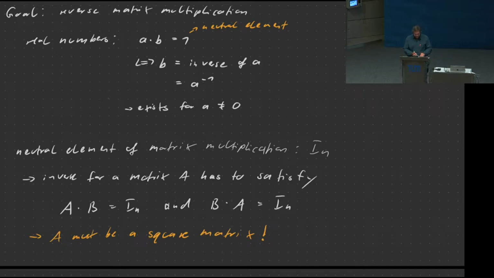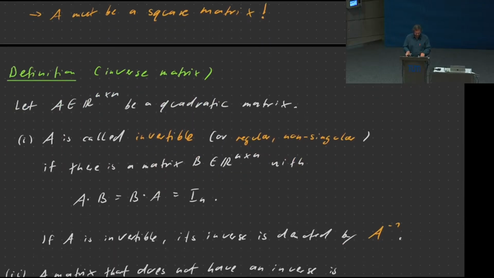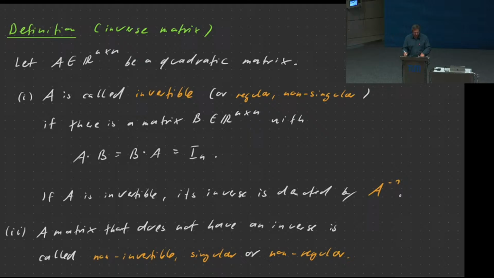Of course, if both are going to work, and if the result is always In, that means A must have n rows and n columns, so it's going to be a square matrix. Right? So the first restriction that we need is that this question only makes real sense for square matrices. So we can possibly define an inverse for square matrices, but not for all the others. So let's go ahead with the definition.